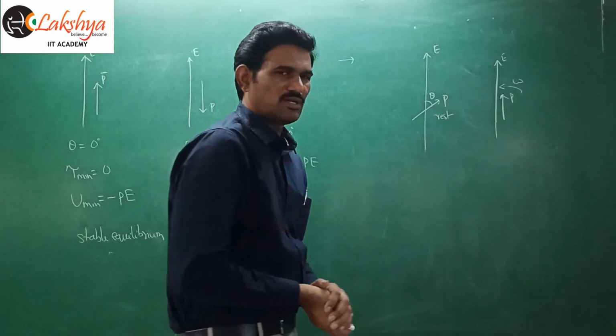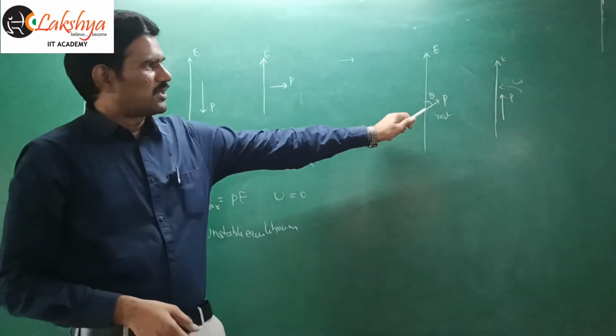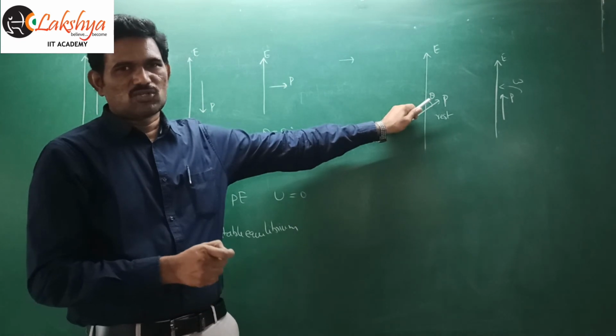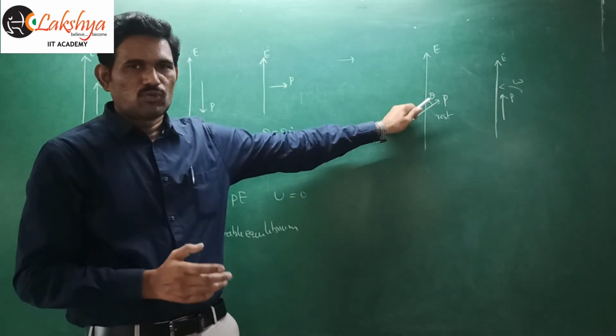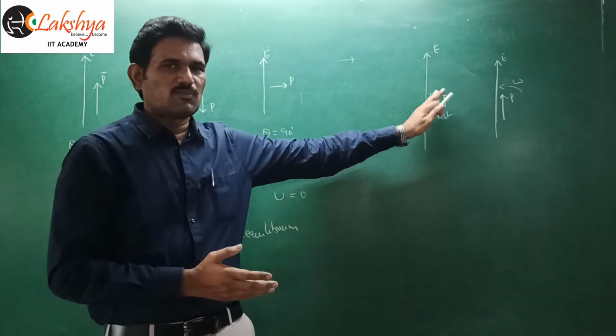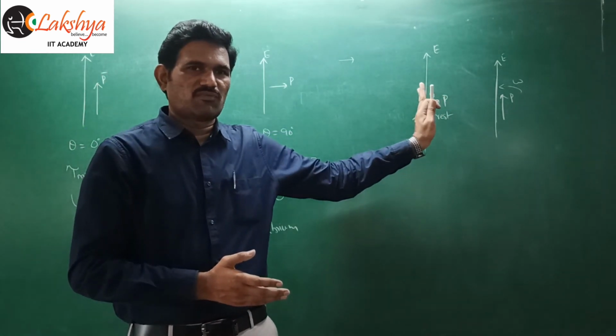Is it clear what I am calculating? The dipole is released from this position when it makes an angle theta with the direction of the electric field. We know that because of this torque P sin theta, this dipole starts rotating into the direction of the field.